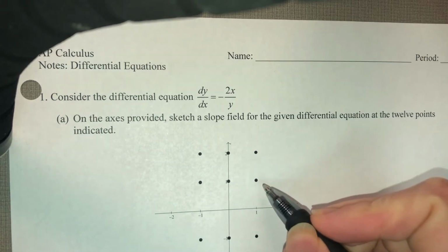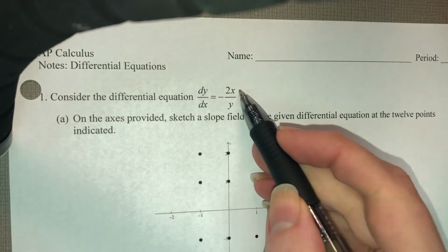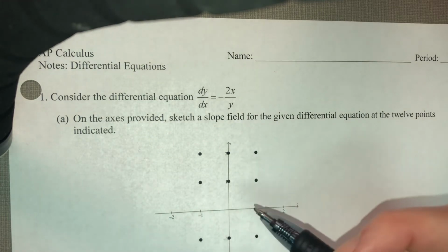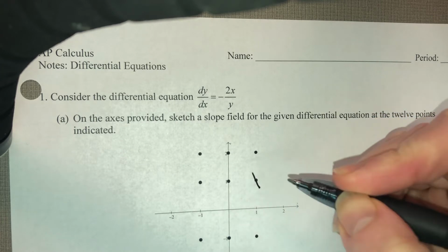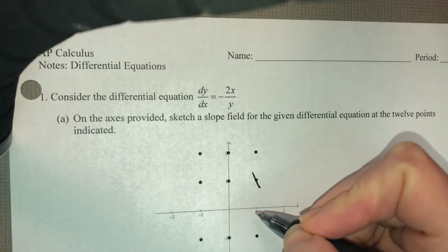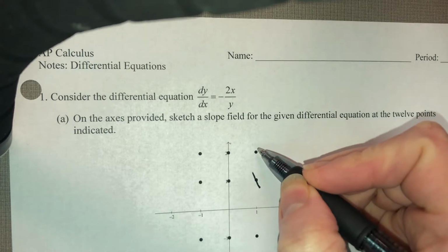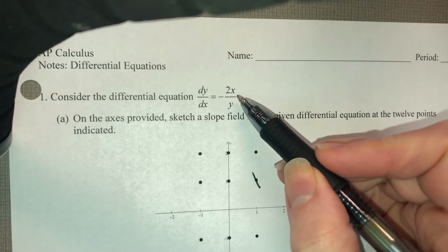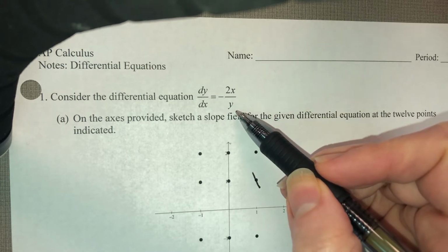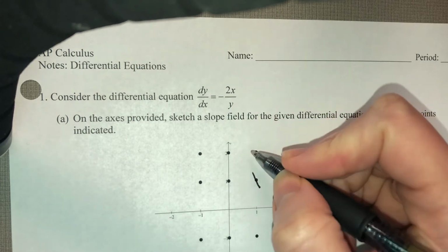Let's start at my favorite point, (1, 1). If I sub in a 1 for x and a 1 for y, then this is a slope of negative 2. So something like that. How about if I'm at the point 1 for x, 2 for y? That's going to give me negative 2 times 1, so that's negative 2, divided by 2, which is going to be negative 1.